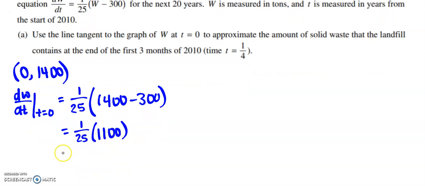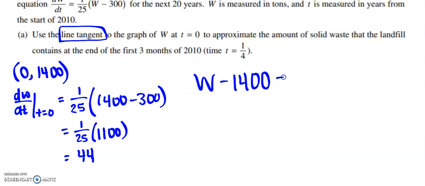You can go through and actually do your long division there if you want to, but you can also think there's 4 quarters in a dollar. So if I go through and I do that whole thing, there's going to be 40 quarters in 1,000. So then another 4 will be 44. So our slope at time t equals 0 is 44. So putting those together into the line tangent, I'm going to have W minus 1,400 equals 44, my slope, times t minus 0. Okay, so I'm using the variables that they give me. Remember, it's important to work in the variables provided.